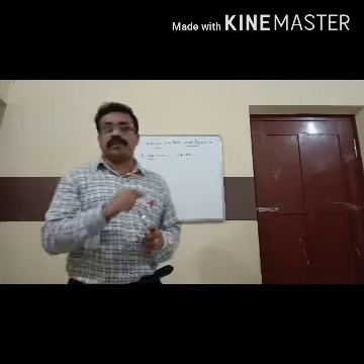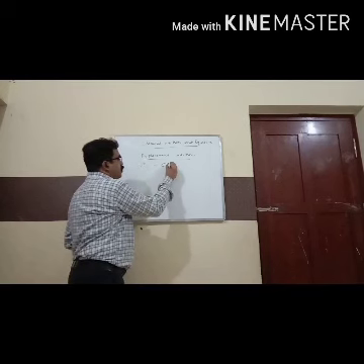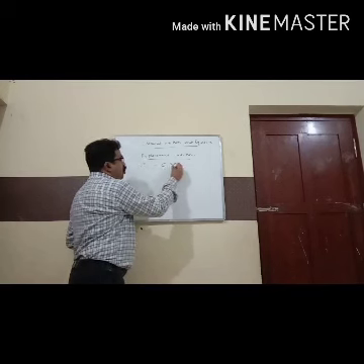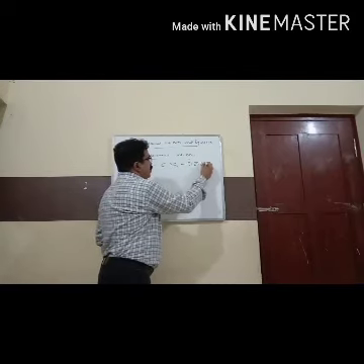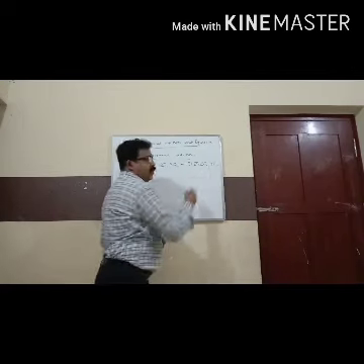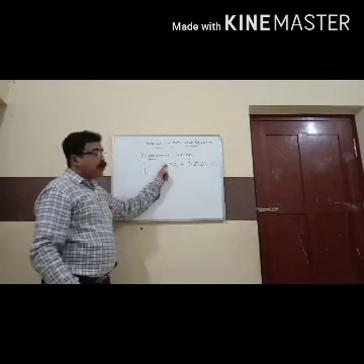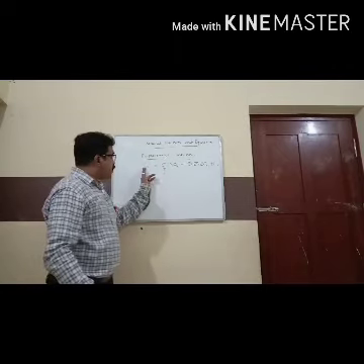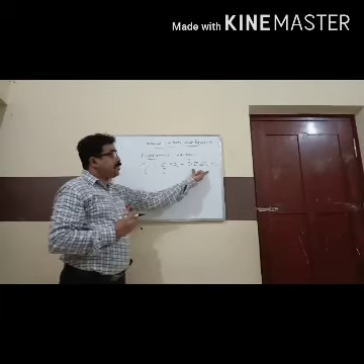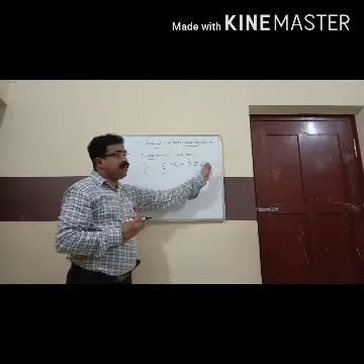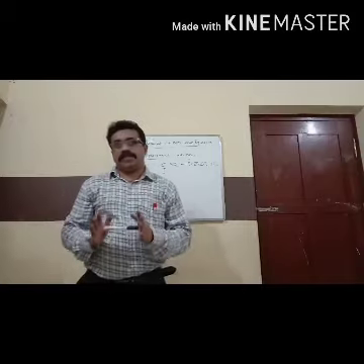I will give an example. Zn, zinc, reacts with copper sulfate to give zinc sulfate plus copper. Here, zinc is more reactive than copper. Zinc is more reactive than copper. So that is why zinc displaces copper, becomes zinc sulfate, and copper is displaced. This type of chemical reaction is known as displacement reaction.